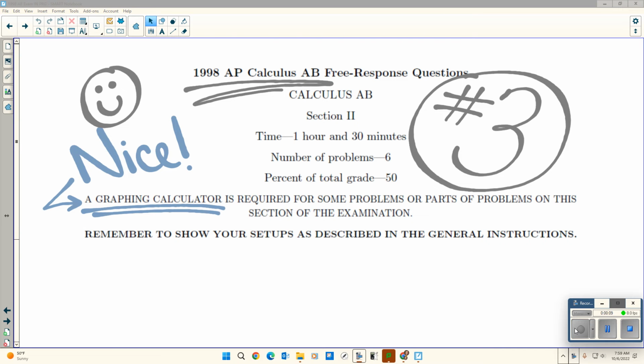This 1998 AP Calculus AB exam is a little bit of work, a little bit of rigor, but we got this. We did all of section 1, part A and B, multiple choice. Section 2 has no part A or B. It is just section 2, all 6 questions. We've done question 1 and question 2 already, and we are on to question 3. The nice thing is a graphing calculator is required for part of the problems, and we get to use it.